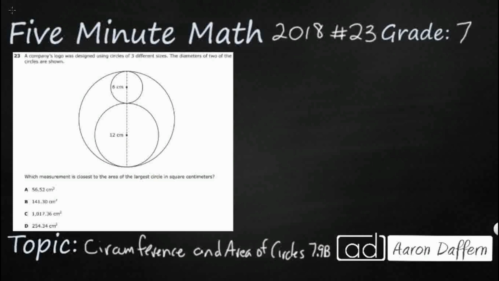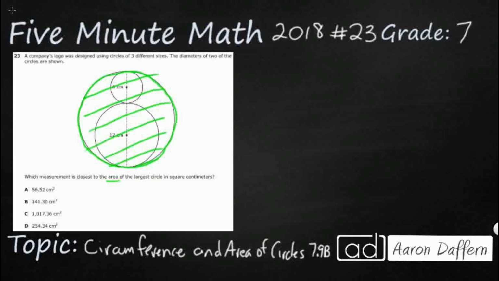So we have a company's logo, and it's designed using 3 different size circles, and we've got 2 of these diameters. Looks like a snowman, but we need to find the measurement that's closest to the area. All right, so the area is the inside of the largest circle. So we've got this large circle right here, and remember the area is the inside, so we need the inside.